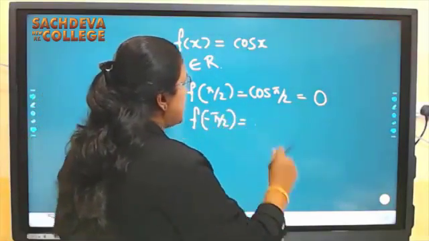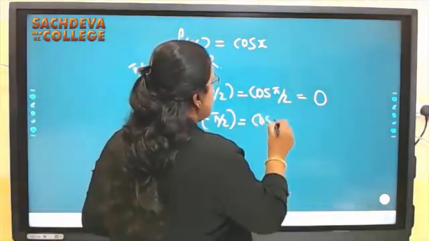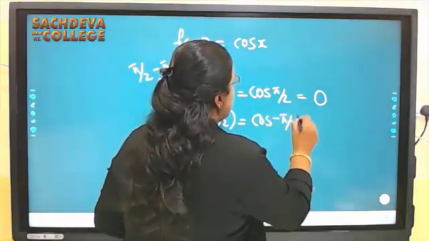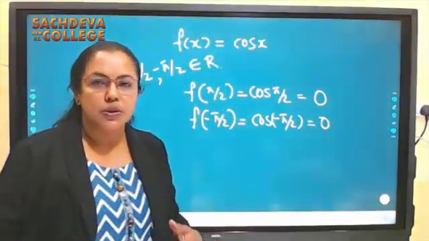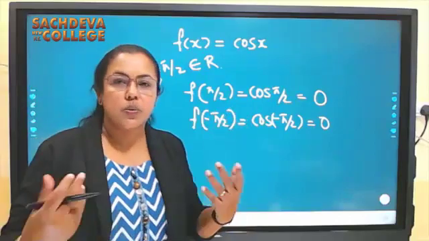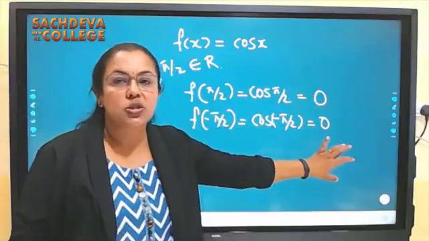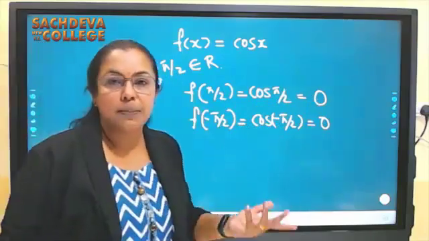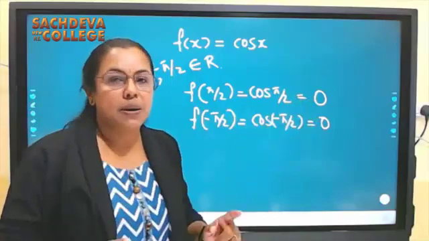Now calculate f of minus pi by 2. What is f of minus pi by 2? Cos of minus pi by 2. What is the value of cos minus pi by 2? That is also equal to 0. Pi by 2 लेना कोई जरूरी नहीं, कोई भी दो एलिमेंट ले लो जिसको सेम इमेज आना चाहिए. Pi by 3, minus pi by 3 you can take. कोई भी दो एलिमेंट जिसका इमेजेस सेम आना चाहिए.